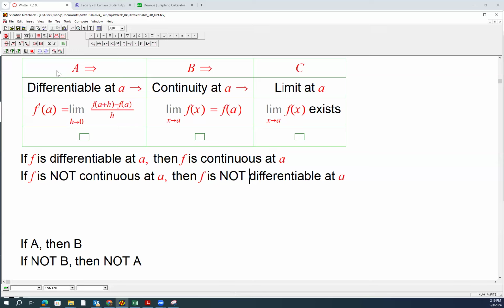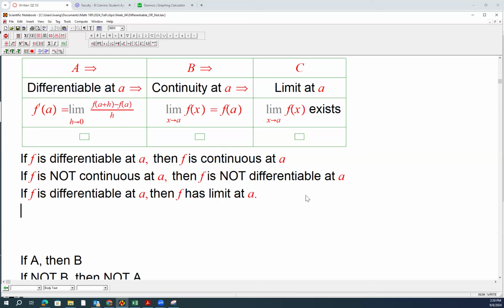The same is with A and C. A and C basically says if f is differentiable at A, then f has a limit at A, because if A leads to B, B leads to C, then A leads to C. So if f is differentiable at A, then f has limit at A. So this statement is true. Now, what is if not C, then not A?